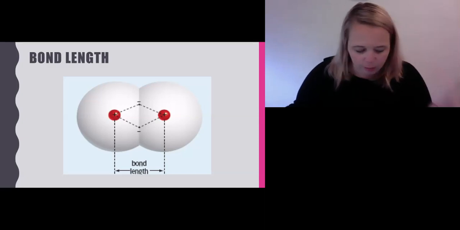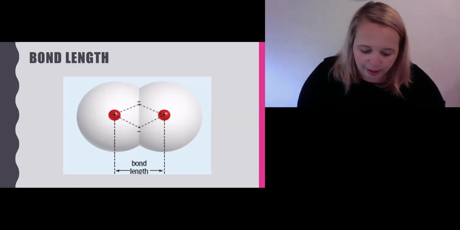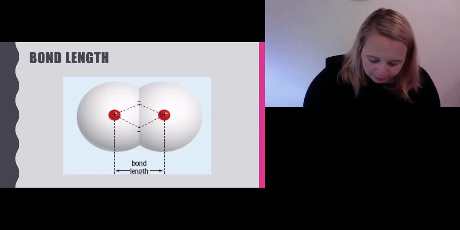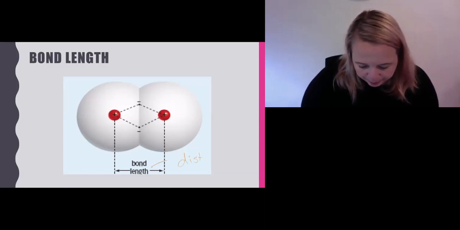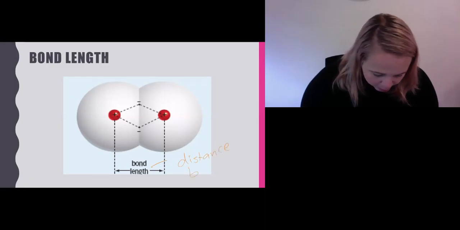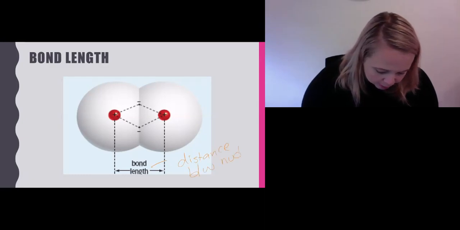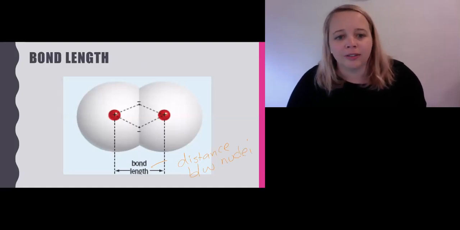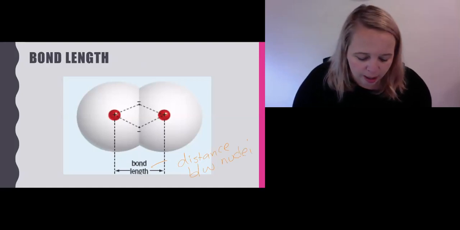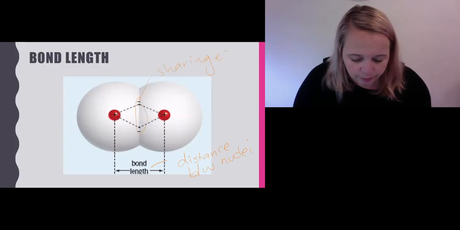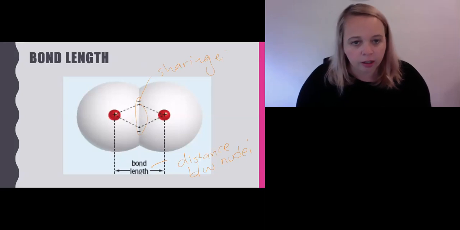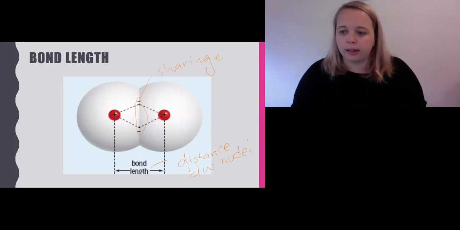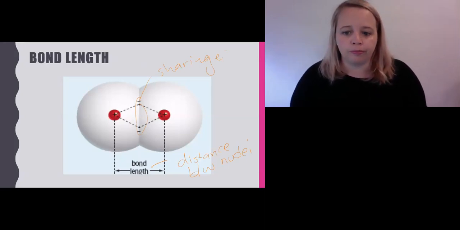Can you have a look at this picture here? That bond length is going to be the distance between the nuclei that are sharing a set of electrons. So you can see here that they're sharing electrons, and the distance between those two is called the bond length, and that is something that is measurable.